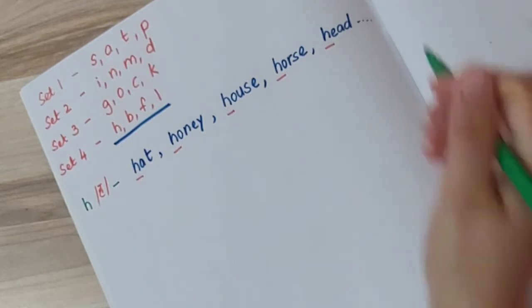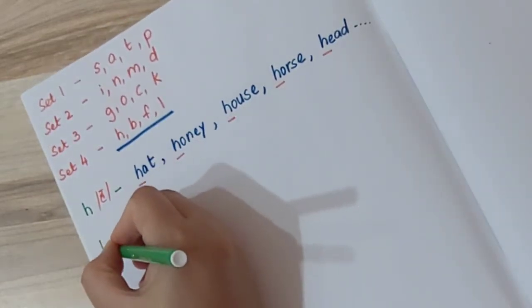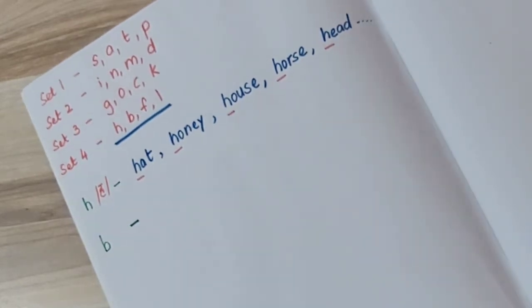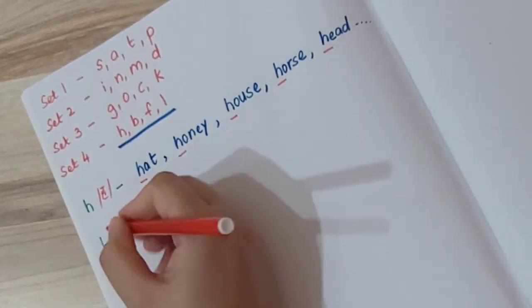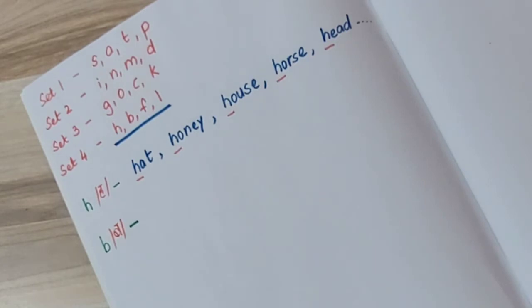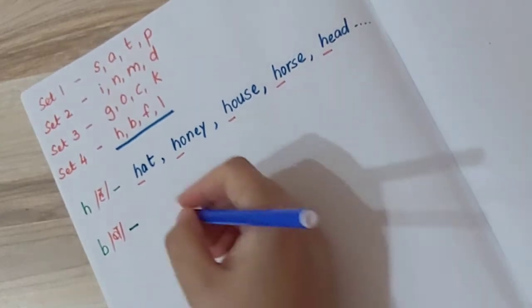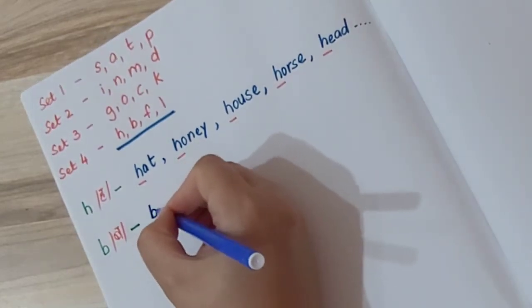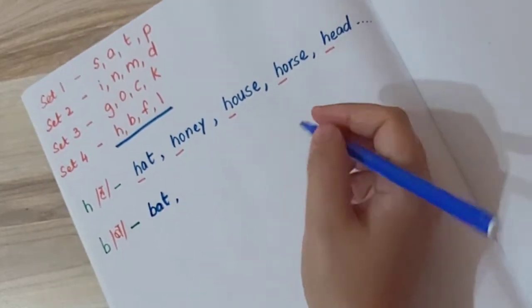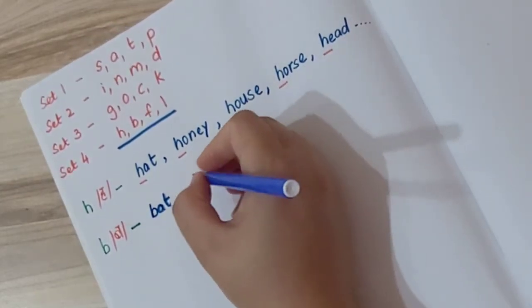Our next letter is letter B. Letter B. And the sound of letter B is B. Sound of letter B is B. Now let us see some examples. B, B. Bat. B, B. Bat. B, B.